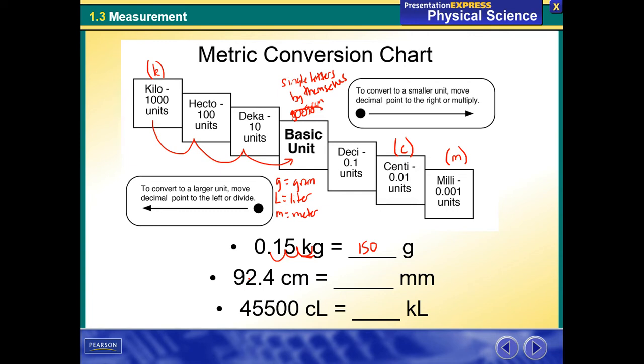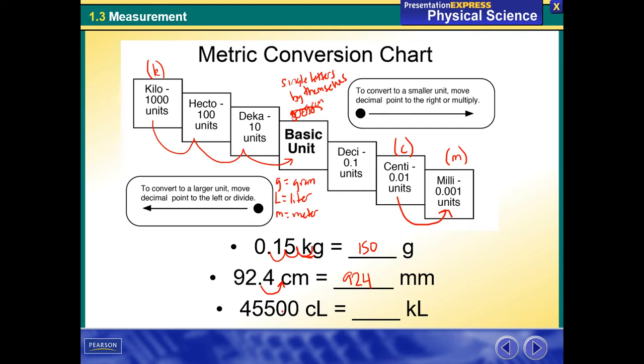Same thing over here, 92.4 centimeters. So centi is right here. Milli is to the right, so it takes me 1 move to the right. So notice that my decimal is going to move 1 to the right to give me 924 millimeters.